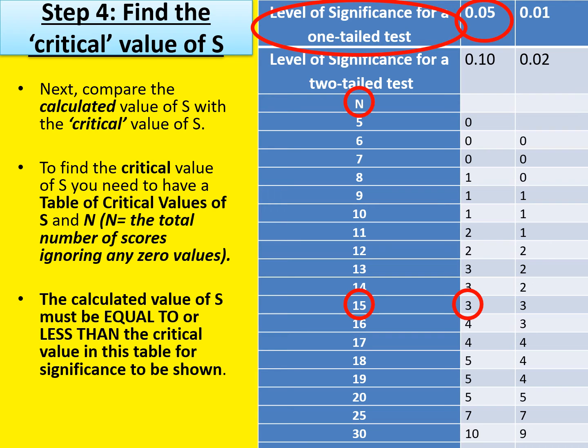And if you read on the left-hand side, the last paragraph, it says the calculated value of S must be equal to or less than the critical value in this table for significance to be shown. So that means that our calculated value has to be the same or less than that critical value. So we know that it is because our calculated value is S equals 3 and our critical value is S equals 3, which means that our results are significant.